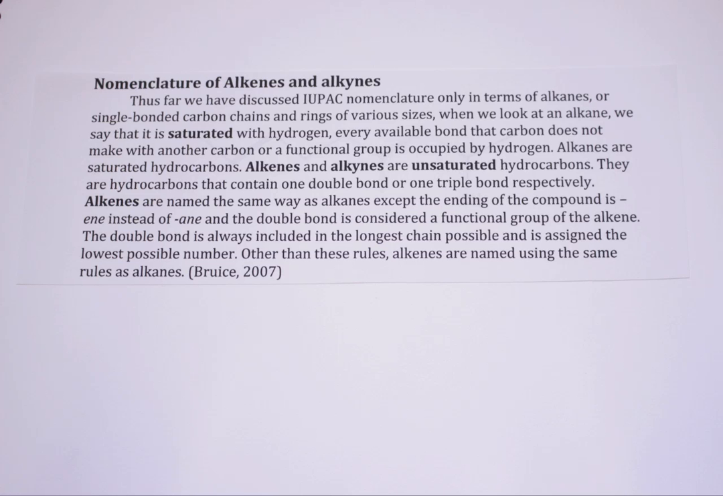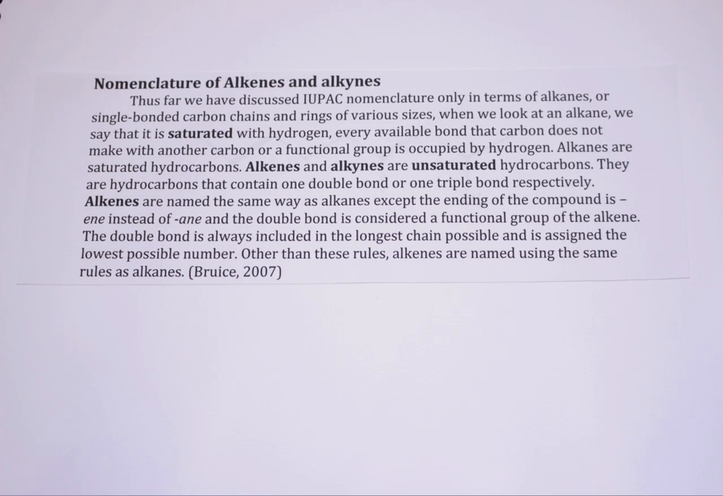This video is naming organic compounds with functional groups part 4, the nomenclature of alkenes and alkynes. Thus far we've discussed IUPAC nomenclature only in terms of alkanes, or single bonded carbon chains and rings of various sizes. When we look at an alkane, we say that it is saturated with hydrogen. This means every available bond that carbon does not make with another carbon or a functional group is occupied by a hydrogen. Alkanes are saturated hydrocarbons.